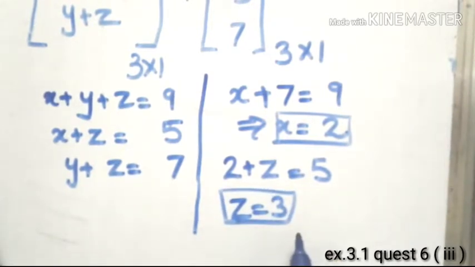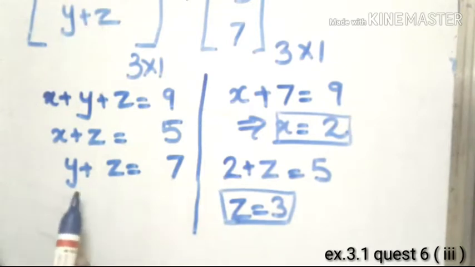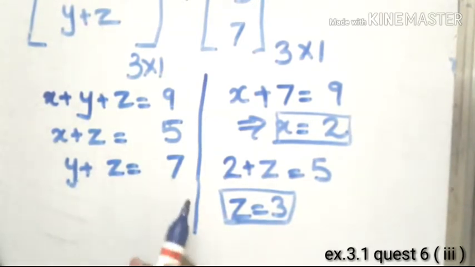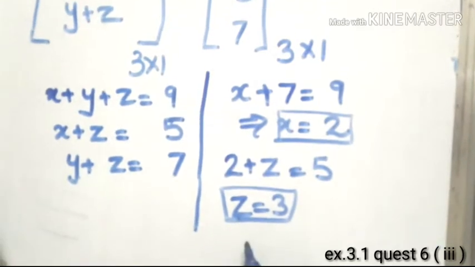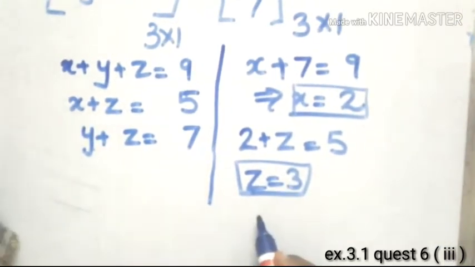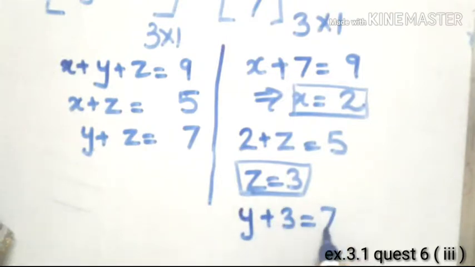Now only y is remaining. Where do I put it? I'm spoiled for choice. I can put it in any equation. So let me take the simplest one, the last one. Y plus z is equal to 7. So I know the value of z. So I'll write y plus 3 equal to 7, which implies that y is equal to 4. So here we are with all the 3 values.